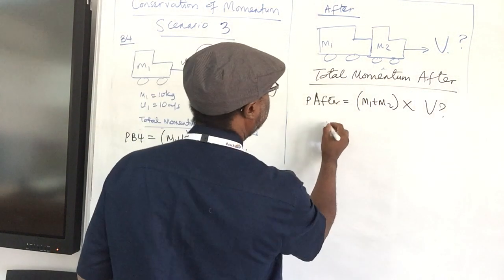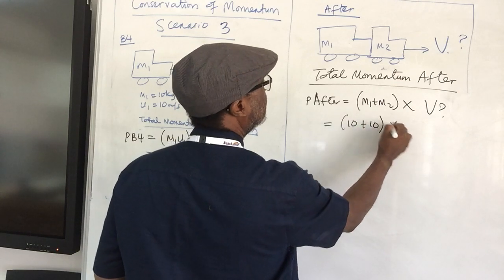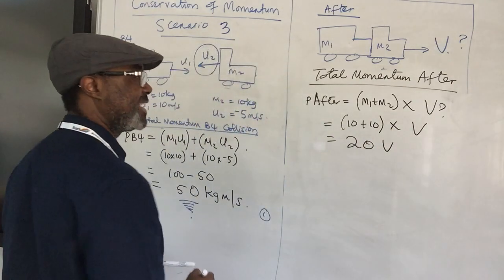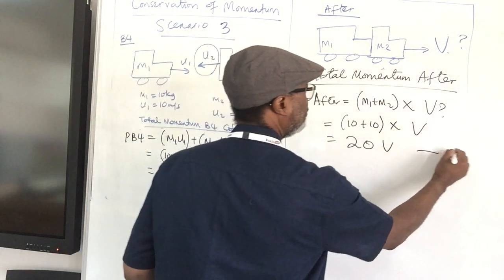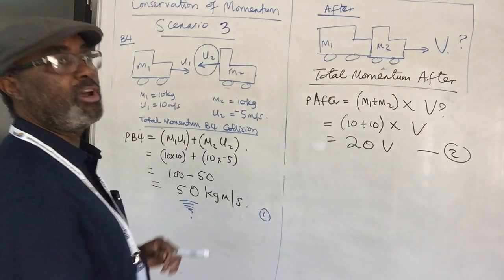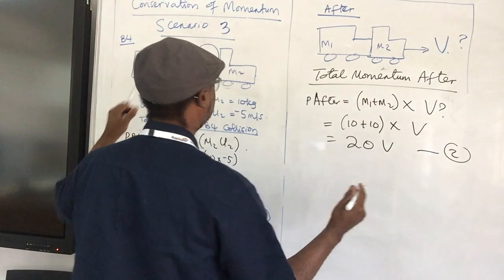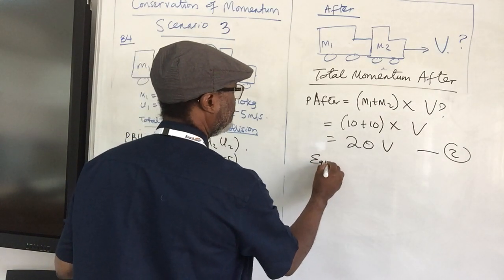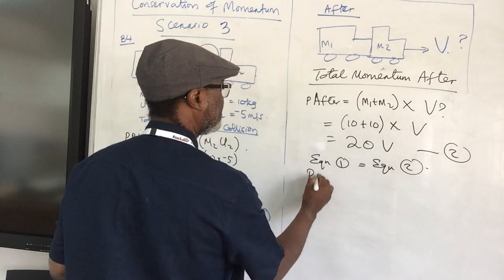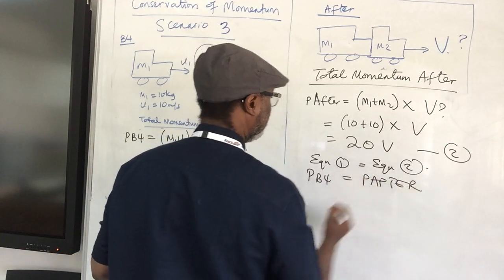So we then say M1 is 10 plus 10 times V, and that leaves us with 20V, as you've seen in previous examples. The next thing to do is to equate equation 1 to equation 2 because of the conservation of momentum law. So if momentum is conserved, then equation 1 must be equal to equation 2, which basically means momentum before must be equal to momentum after.